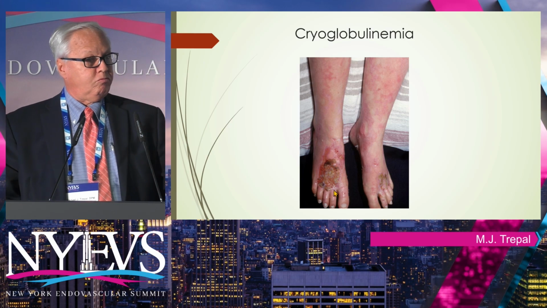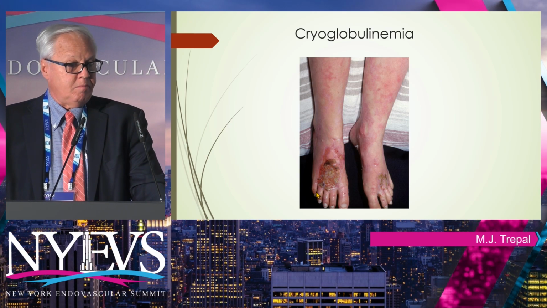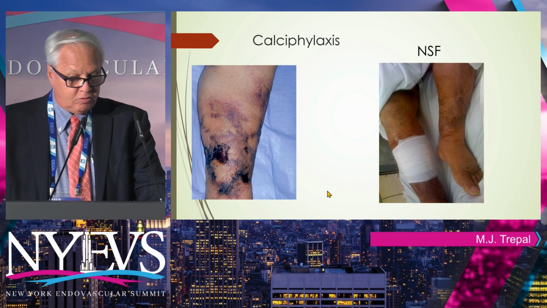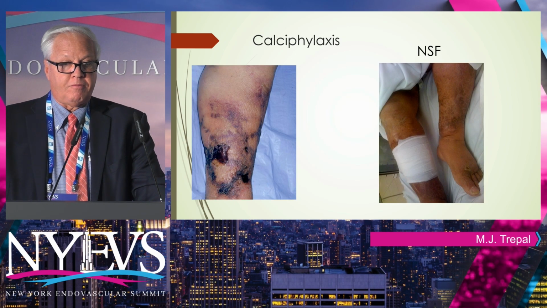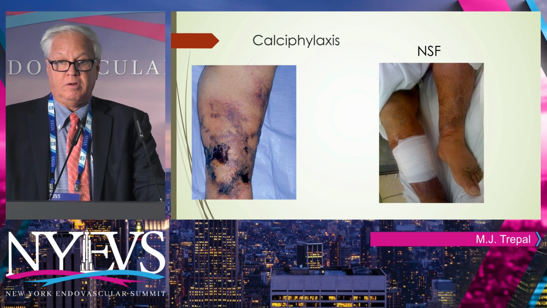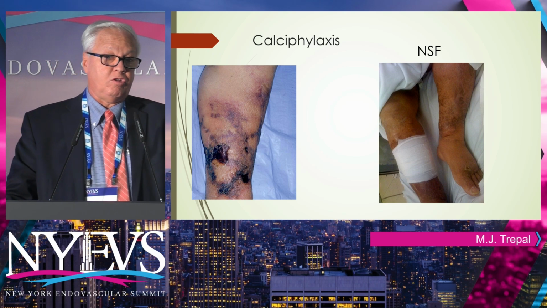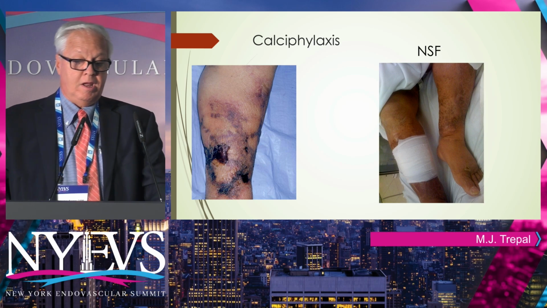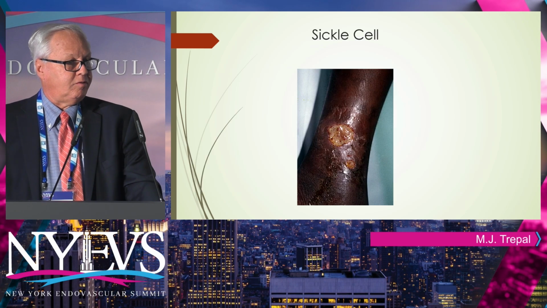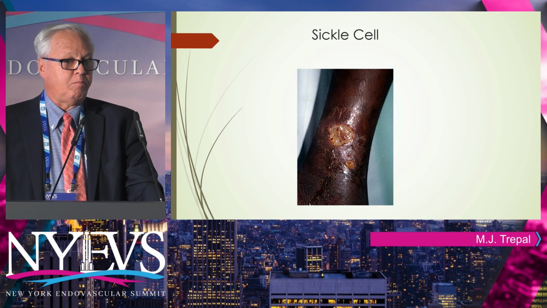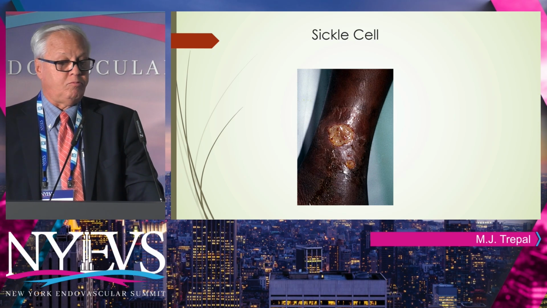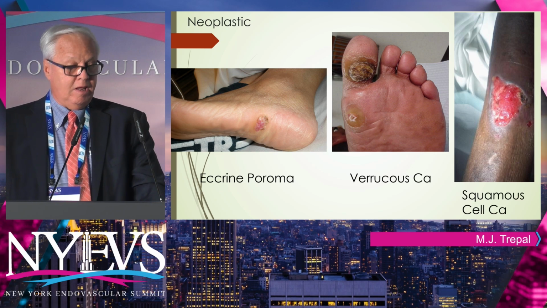A little bit more rare, cryoglobulinemia. Seen a couple of patients with this. Calciphylaxis, nephrogenic systemic fibrosis, in patients who were administered dye in taking imaging studies with impaired renal function can end up with NSF. Patients with sickle cell disease can ulcerate. Again, I'm just showing you, we can't spend a lot of time on each of these, but there are times you need to think outside of the box.